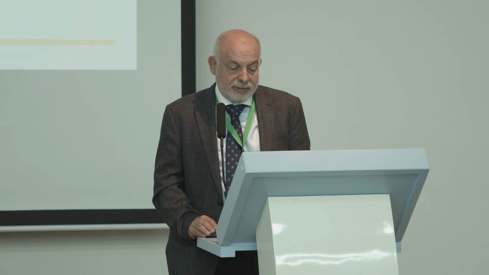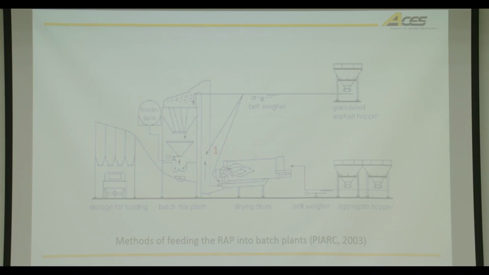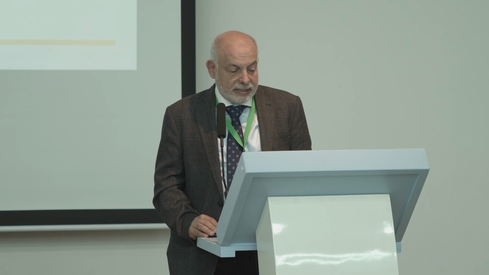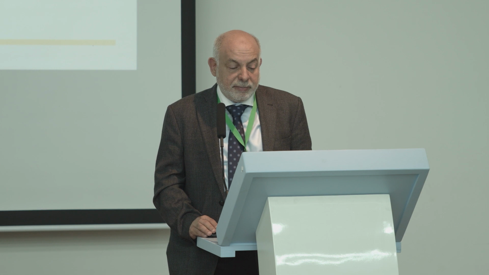There are either the batch plant or the continuous plant. In the batch plant, we are heating the aggregate without asphalt. That's why I cannot add the RAP in the heating drum. I can add the RAP after the heating drum, or in the elevator, or in the place where the aggregate is being weighed, or even in the batch plant there. Then it can be mixed and used.